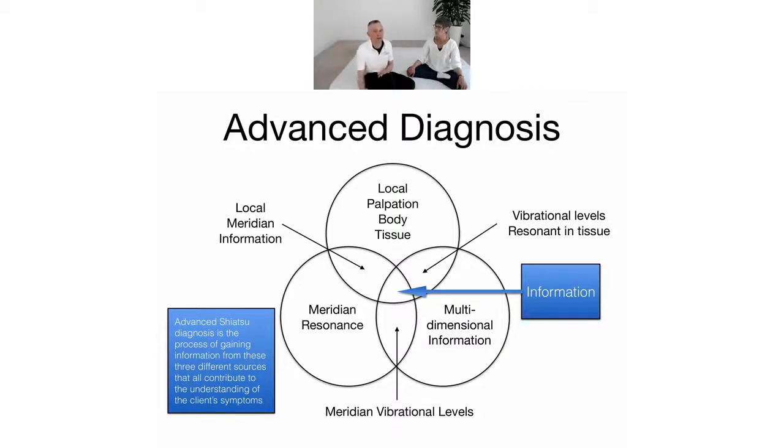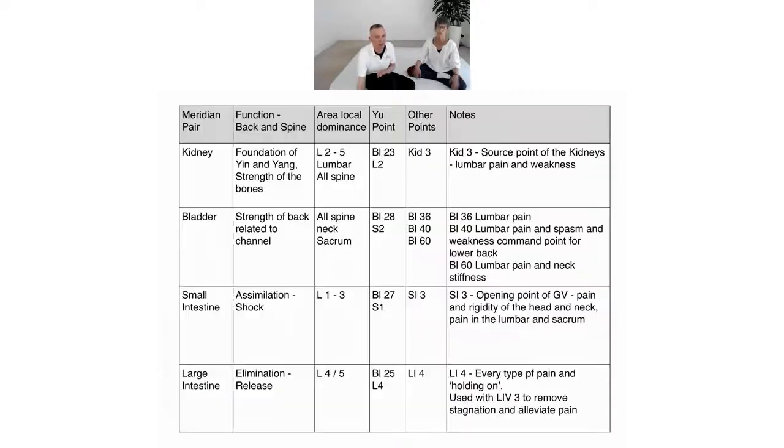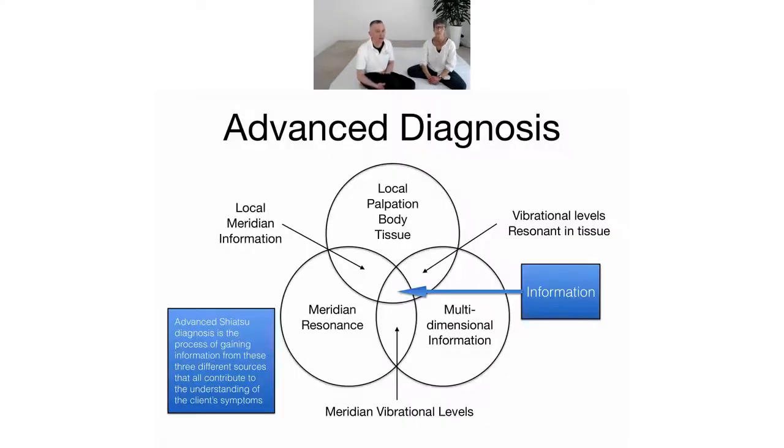So we've got the kidney, bladder, small intestine and large intestine U points, and if you look here, we've got bladder 23, that's L2, bladder 28, S2, bladder 27, S1, and bladder 25, L4. And I'll show you how we palpate those when we're checking out what's going on. So we've got that, but sometimes it doesn't quite work as simply as that. Often not. Often it doesn't, no.